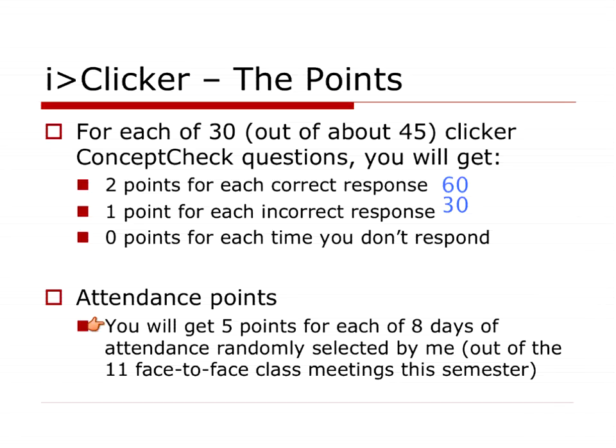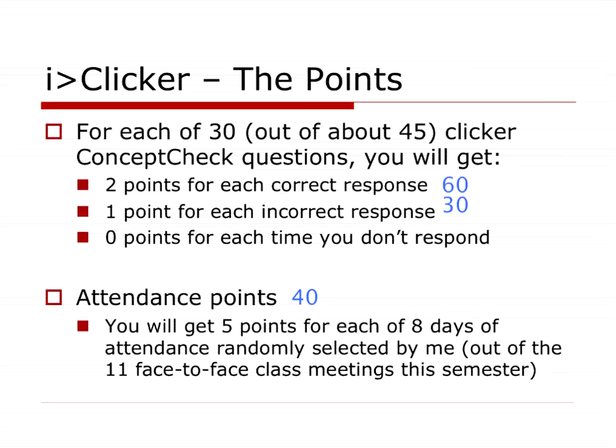Well, for attendance, you're going to get 5 points for each of 8 days of attendance that is randomly selected by me. We're going to have about 11 face-to-face class meetings. Okay? I'm going to do a random draw of 8 of those 11 days. That's going to give you 40 points for attendance.